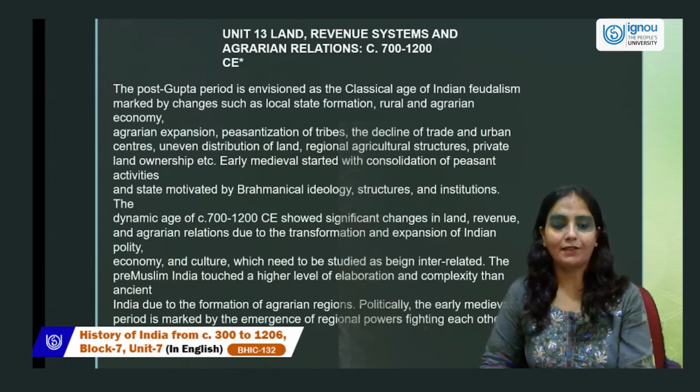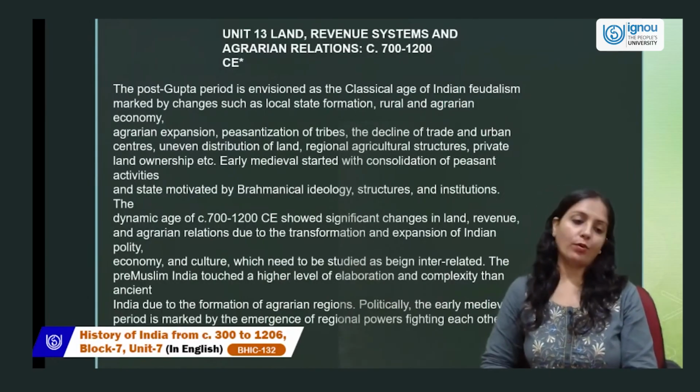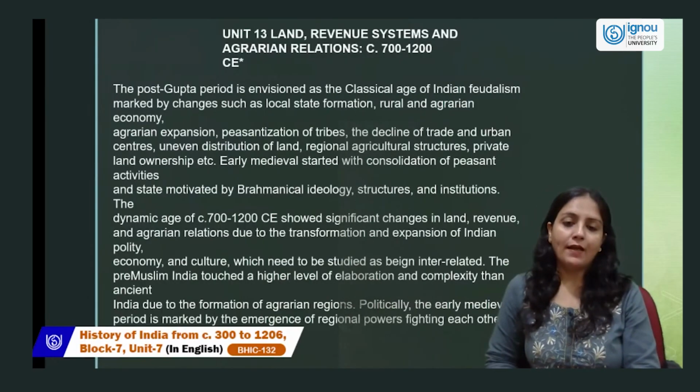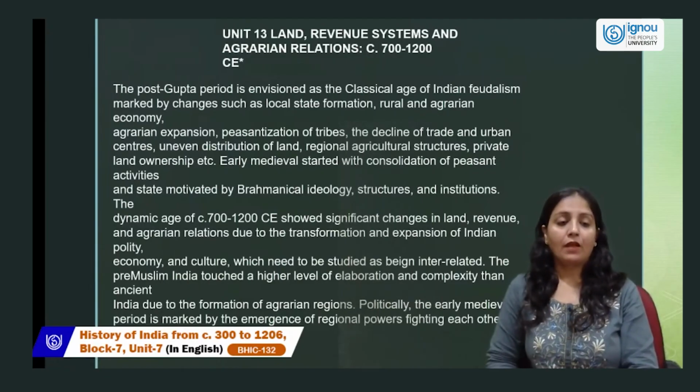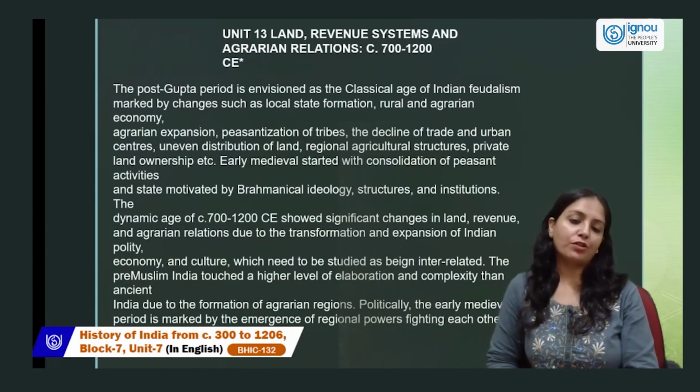Brahminical ideology means they maintained the four Varna system: Brahman, Kshatriya, Vaishya, and Shudra. This was the Brahminical ideology at that time. The dynamic age of 700 to 1200 CE showed significant changes in land revenue and agrarian relations due to the transformation and expansion of Indian polity, economy, and culture, which need to be studied as interrelated. The pre-Muslim India touched a higher level of elaboration and complexity than ancient India due to the formation of agrarian regions.